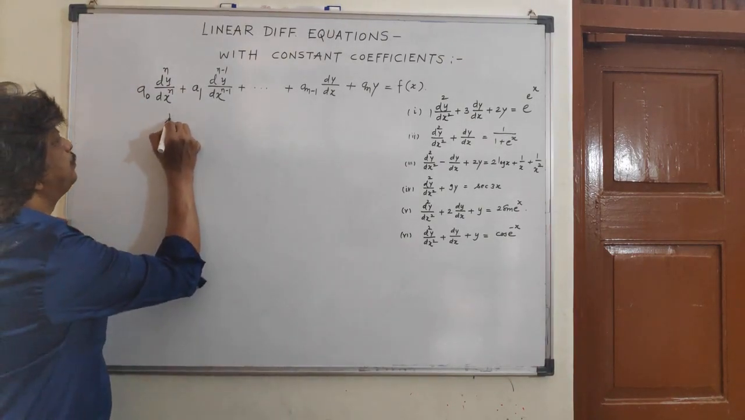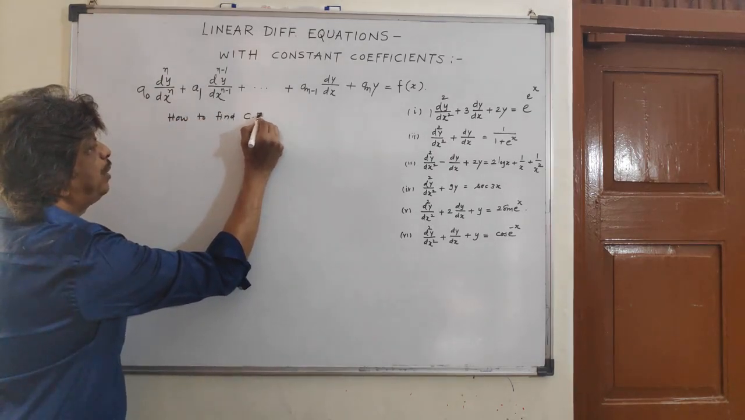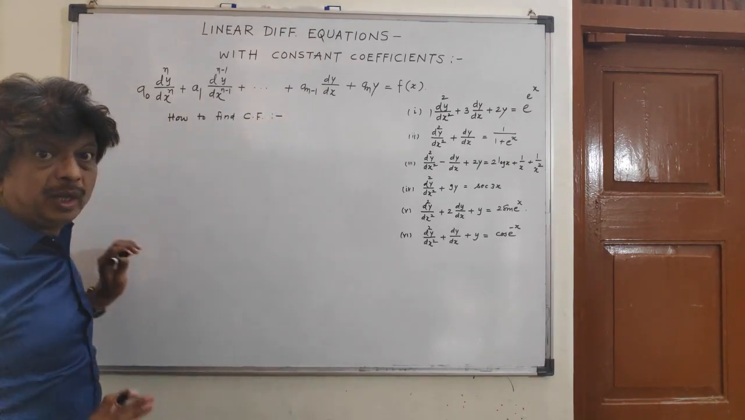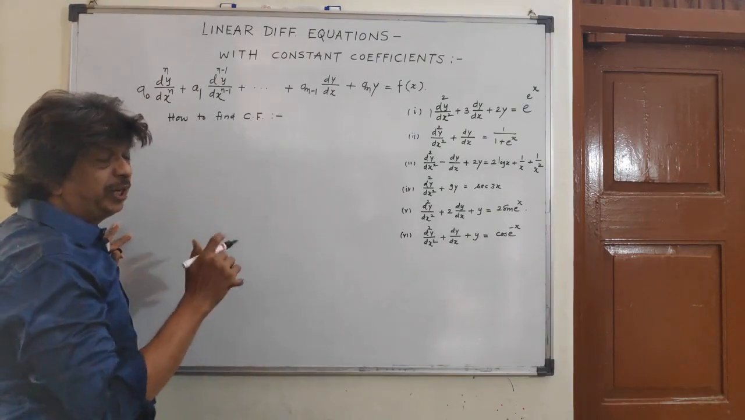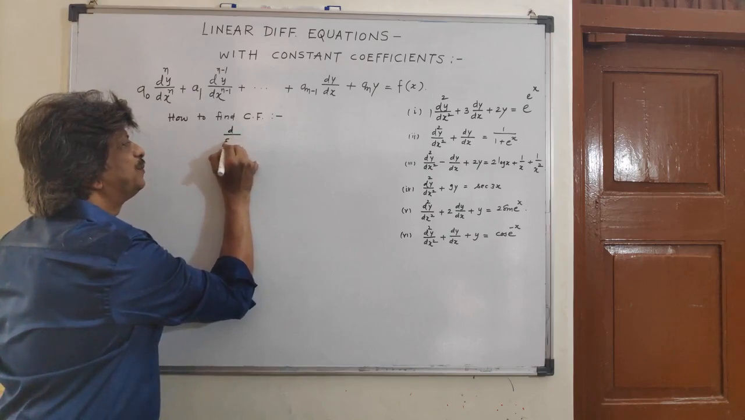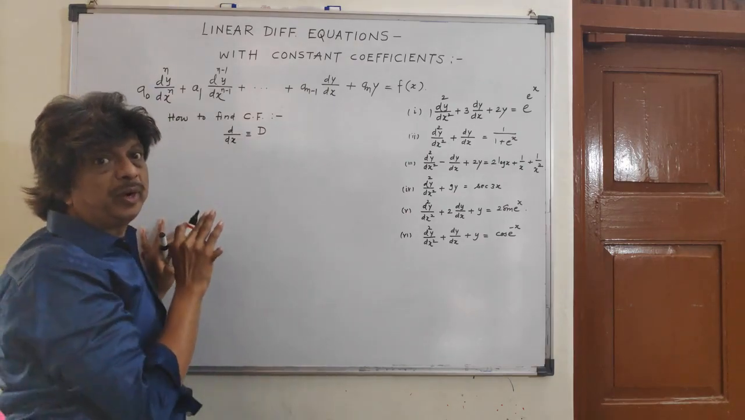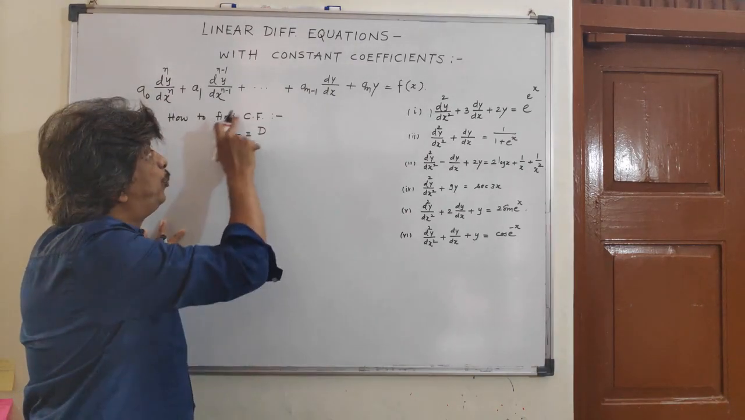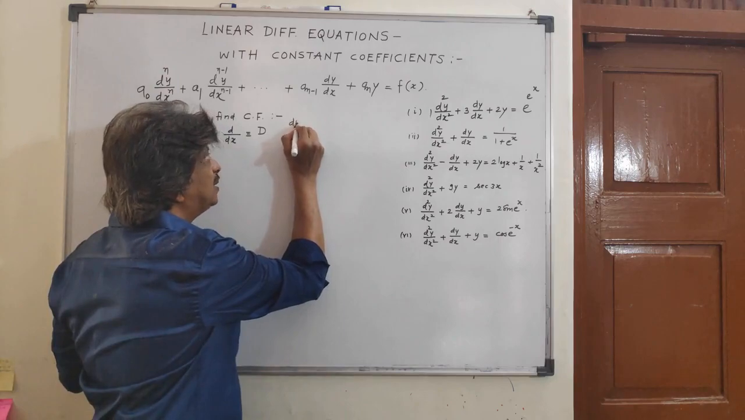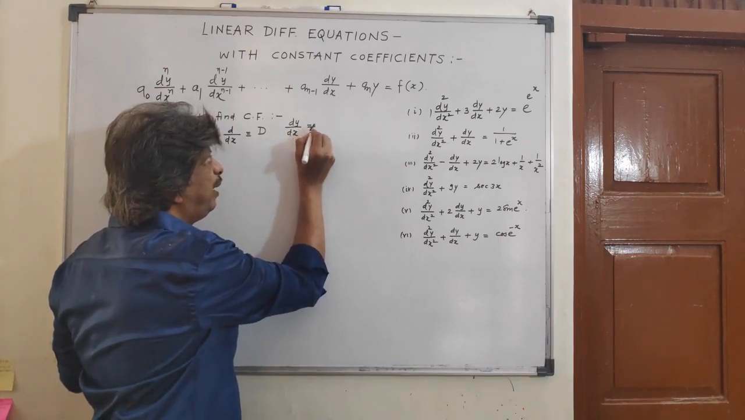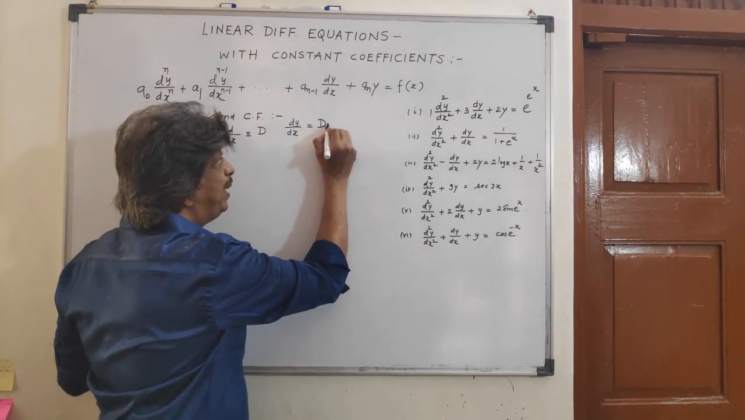Now, how do we determine the complementary function? The first and foremost step is to substitute d by dx equal to capital D. This is the most important. In the very first stage, you put d by dx as capital D, so dy by dx would of course be equal to capital D into y.